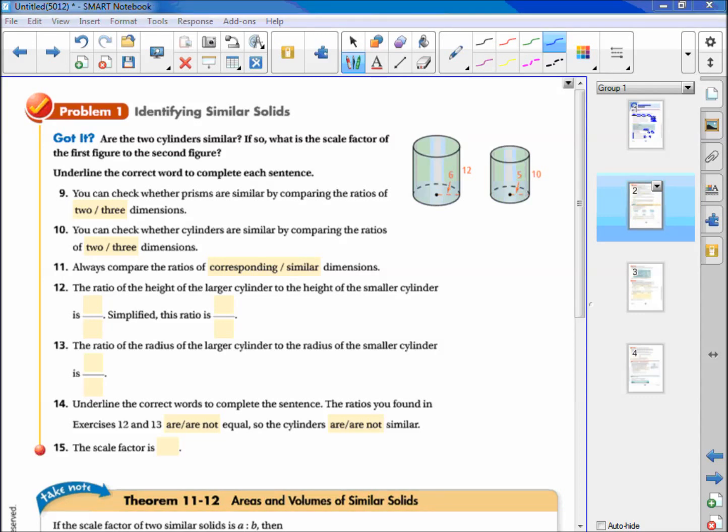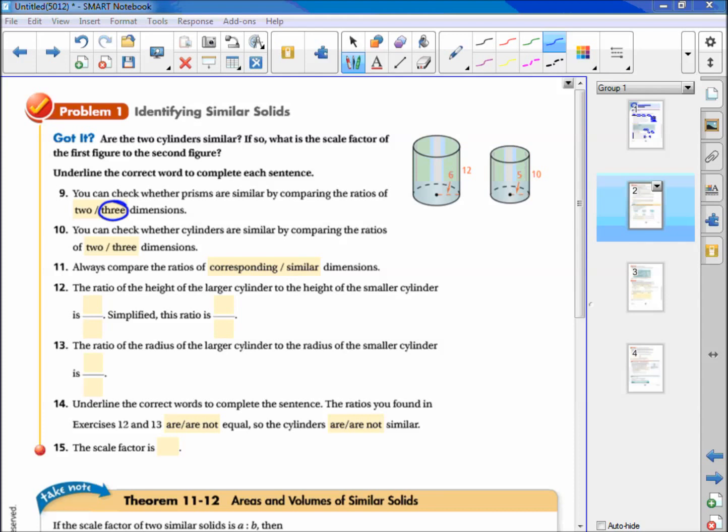Identifying similar solids, problem number 1. So are the two cylinders similar? If so, what is the scale factor of the first figure compared to the second figure? Underline the correct words to complete each sentence here. You can check whether prisms are similar by comparing the ratios of 3 dimensions. So you have to compare the ratios of all 3 parts, the left and right, the front and back, and the up and down.